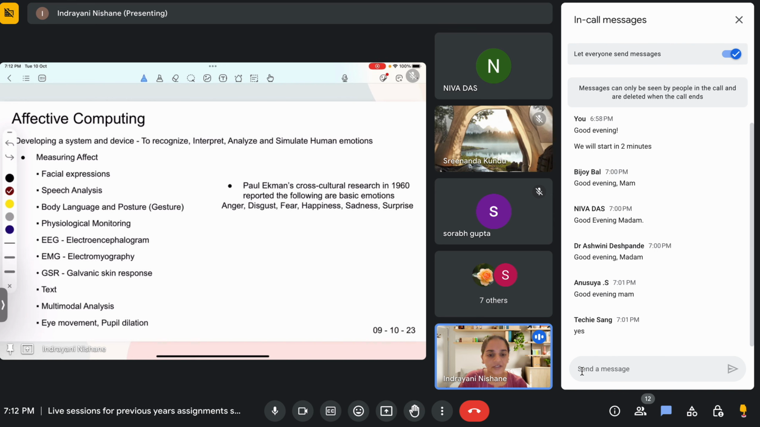So he concluded that all human beings show their emotions in a similar manner, the happiness, sadness. So he listed down some basic emotions. Some of the basic emotions listed here are anger, disgust, fear, happiness, and sadness. These are the basic emotions which we can detect in a learner through all the data listed here in this slide, using different modes or channels of data.